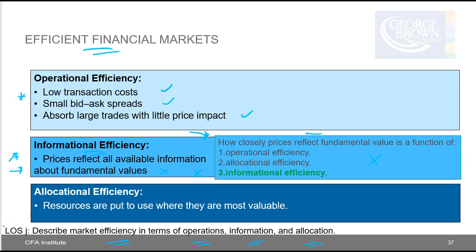Finally, allocationally efficient economies are economies that put resources to use where they are most valuable. Economies that misallocate the resources tend to waste resources and consequently are often relatively poor, okay? So that's the last slide for this chapter and this topic.